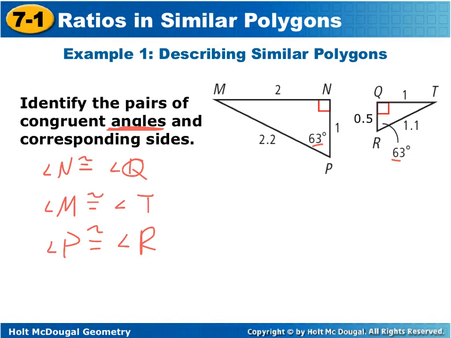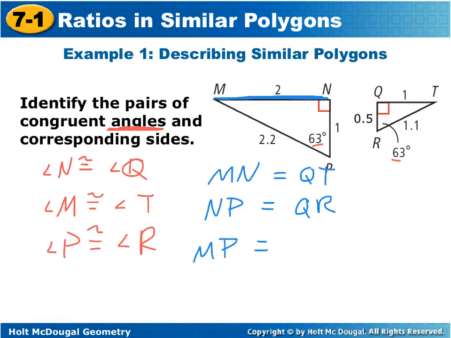Now we need to identify the corresponding side lengths. Let's start with MN, this long side. What does that correspond to in the other triangle? QT. What about the short side NP? QR. And the longest side, the hypotenuse, MP? RT or TR. It doesn't matter, RT and TR are the same thing. Different names for the same thing.